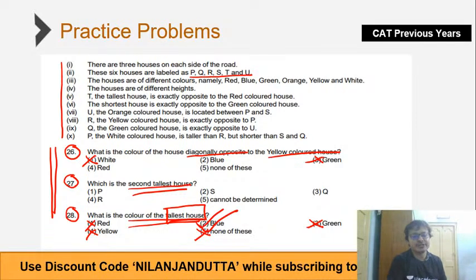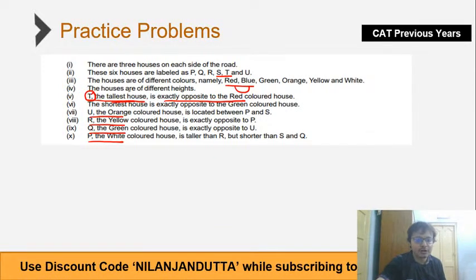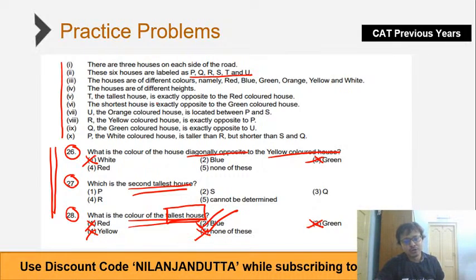So the idea is, do not waste time in solving the entire set. Focus on the questions in the set. So for the fact that they asked me the tallest house, T is the tallest house. You already know 4 colors are taken by these 4 houses, U, R, Q, and P. The remaining you just had S and T, which had to be either red or blue. T is the tallest house. Red is not the one, so the answer had to be T is blue. So the color of the tallest house will indeed be blue.